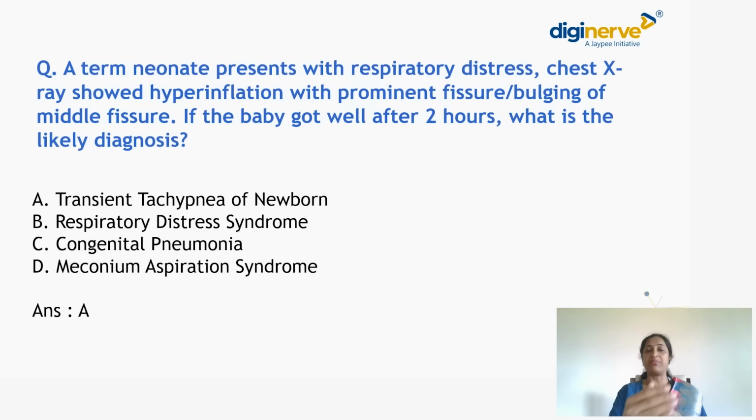Then your diagnosis can be between congenital pneumonia and meconium aspiration syndrome. That is how you're going to evolve the diagnosis, where based upon how the child's improvement is, the diagnosis will change. Transient tachypnea, rapid recovery. Congenital pneumonia will present at birth and slowly keep on deteriorating. Meconium may be fully fine at birth and then start deteriorating and then will require support or oxygen therapy. So that is why in this case, the diagnosis is transient tachypnea of newborn.